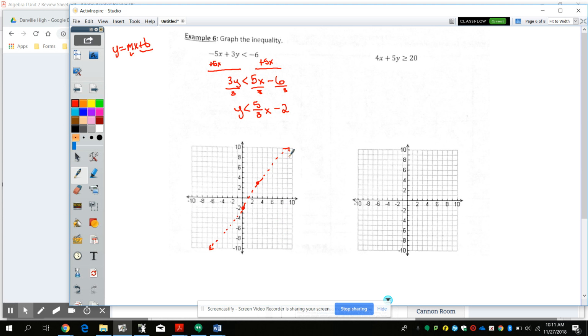I was always taught to pick a test point just to see which side you're supposed to shade. But we don't have to do that. We'll just shade the bottom side here. And so we're going to shade, since it's less than. There we go.